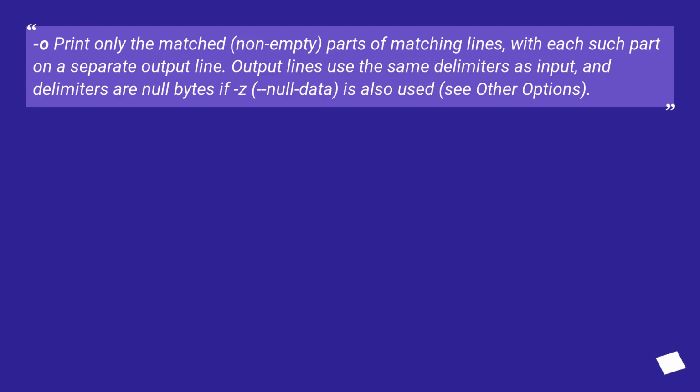-o: print only the matched, non-empty parts of matching lines, with each such part on a separate output line. Output lines use the same delimiters as input, and delimiters are null bytes if -z (--null-data) is also used, see other options.